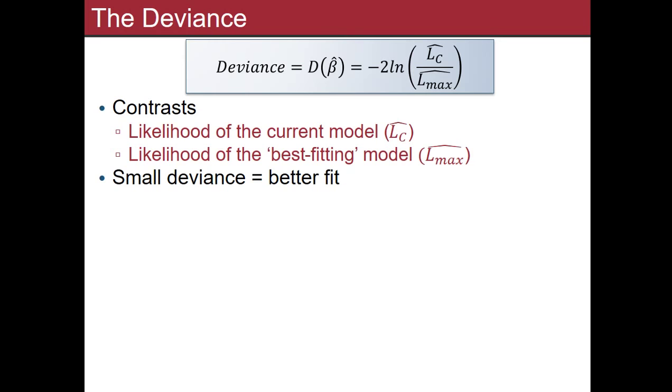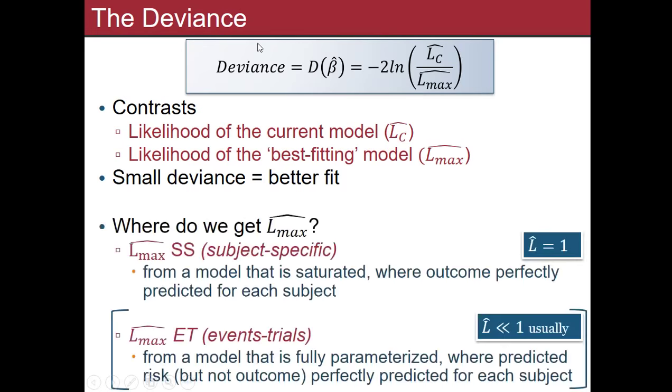Which might be the saturated model. And the idea is that the smaller this quantity is, the better fitting your model is to the best. Your model is close to the best fitting model. So this is called the deviance statistic, and this is our candidate model that has our covariates of interest in it. But what we choose for the comparison model is the key piece.